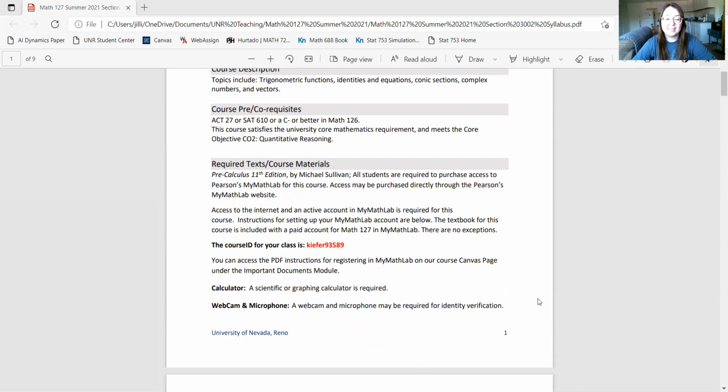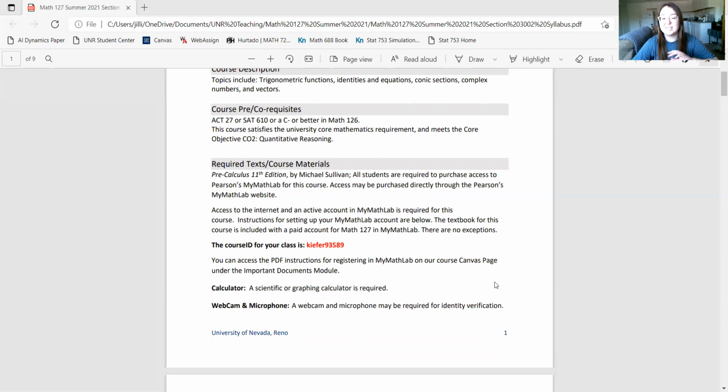But when you buy access to Pearson's My Math Lab and you register with our class, you will have access to the e-text. So it would be up to you then on whichever one you'd like to do. You can also go to the Wolf Shop and buy the hardcover copy, and it will also give you access to My Math Lab. So those will be your options there. But you will have to register with My Math Lab. This is an absolute requirement.